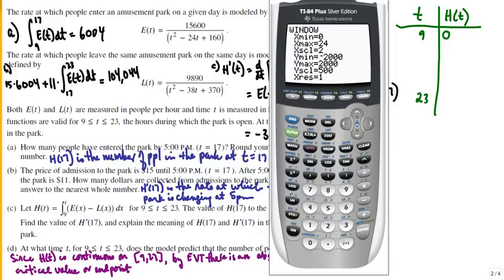And so I set my x values to go from 0 to 24 by 2, set my y values to go from negative 2,000 to positive 2,000, assuming that at most in 1 hour we'll get a change of plus or minus 2,000 people in the park. And I'm going to go to graph, and I end up with a function like this. So I'm going to take an integral from 9 to 23.